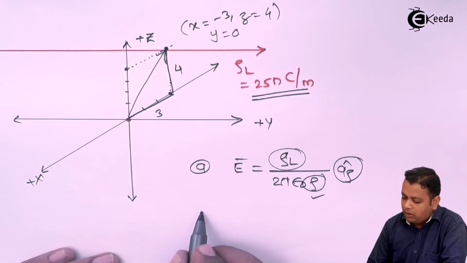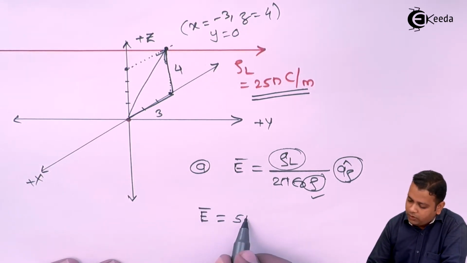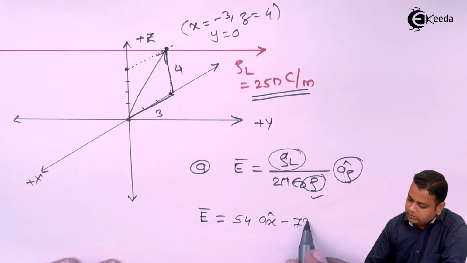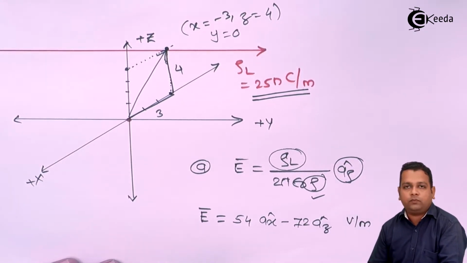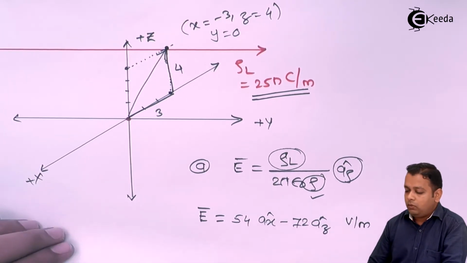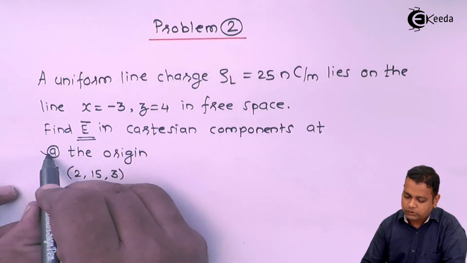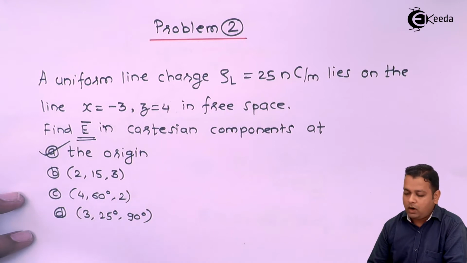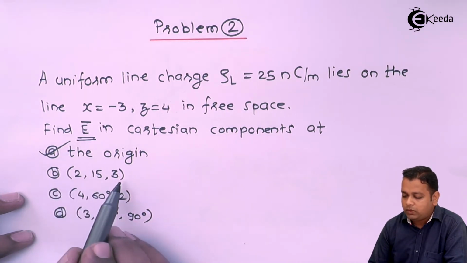So for part A, we will obtain E bar is equal to 54 AX cap minus 72 AZ cap volts per meter. Now, this way we are finished with the first portion, that is for the origin. Now for part B, we are supposed to have the field point at this location (2, 15, 3).